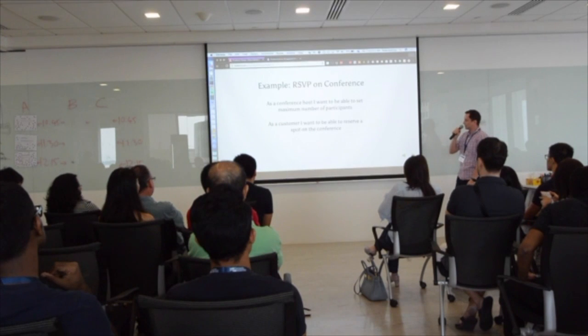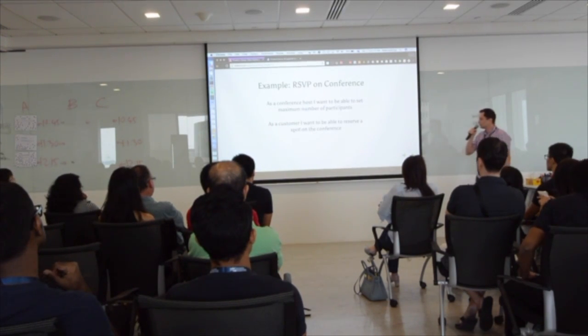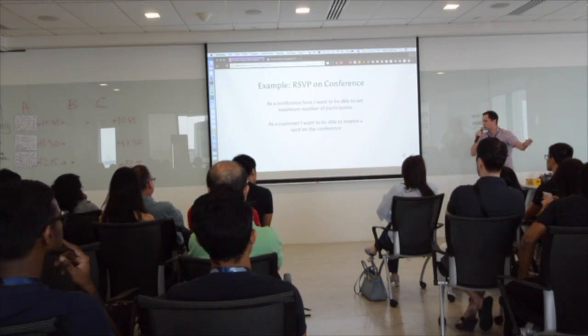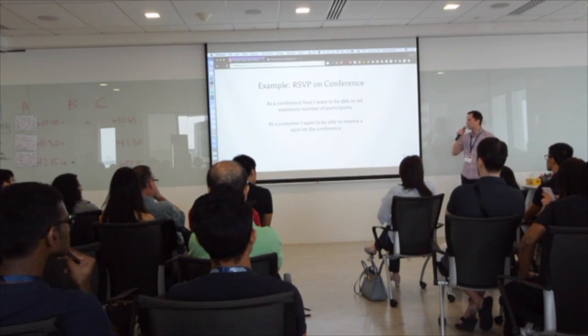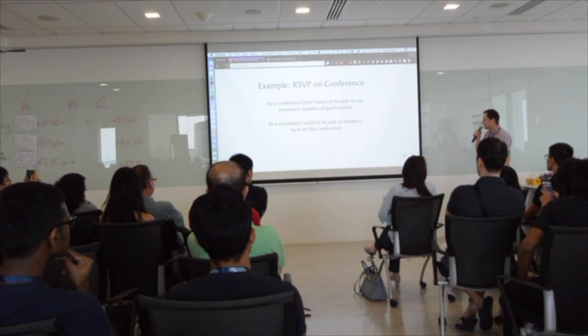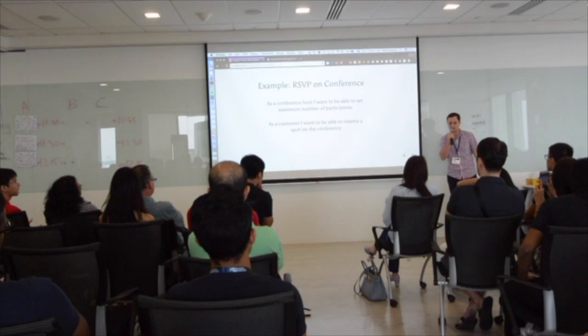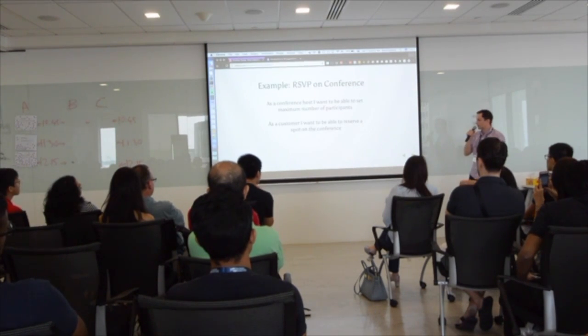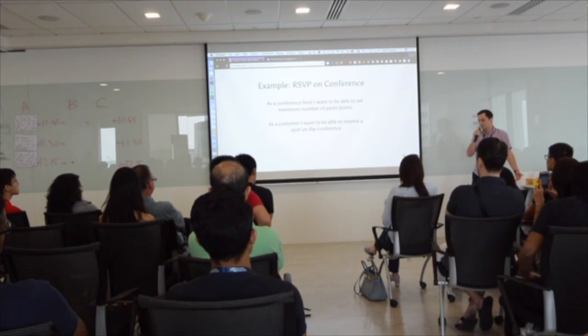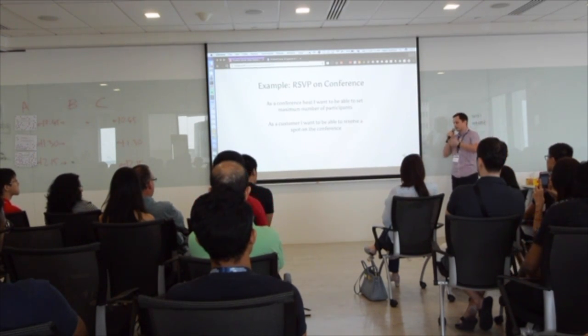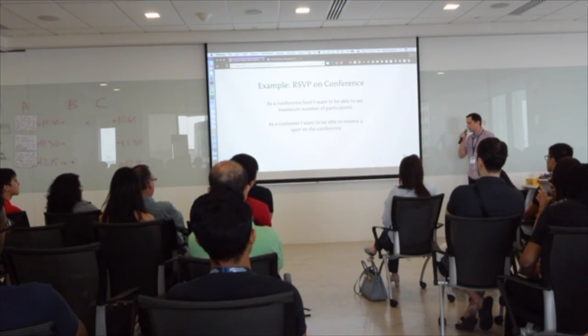Now let's look at a very simple scenario. As a product manager, you want to design an RSVP for a conference. So you have basically two user stories. One is that as a conference host, I want to be able to set a maximum number of participants. And then the second is, as a customer, I want to be able to reserve a spot at the conference. And probably delete myself from this participants list or change the number of people coming with me.